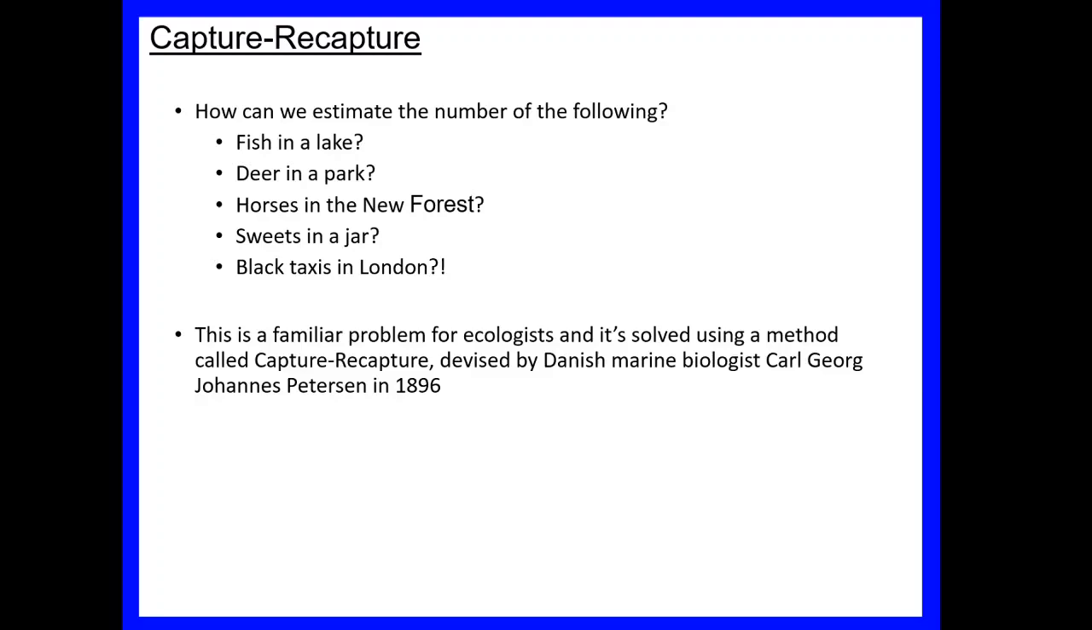Okay, it's a familiar problem for ecologists then, and we can see it was devised by a Danish marine biologist back in 1896. So they've been doing this for quite a long time. So when you see things like how many tigers there are left in the wild, it's not that they've actually caught every single tiger and counted them, it's that they will have marked a selection of tigers and used a similar process to this to estimate how many there are still out there.